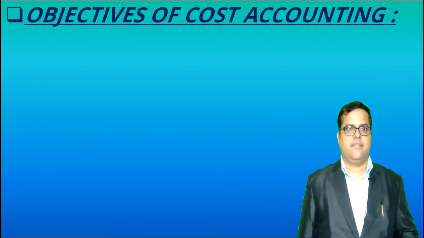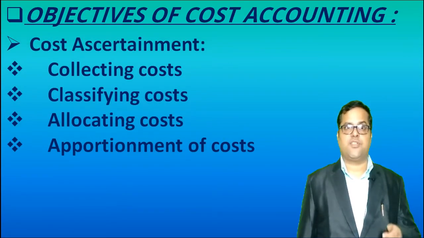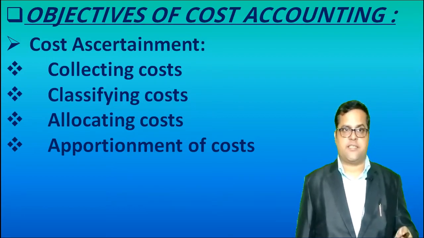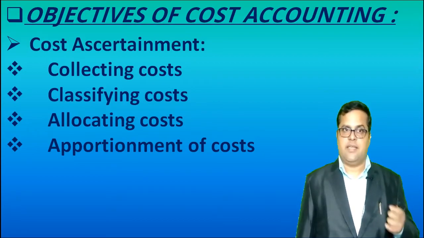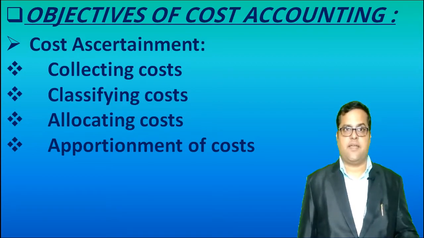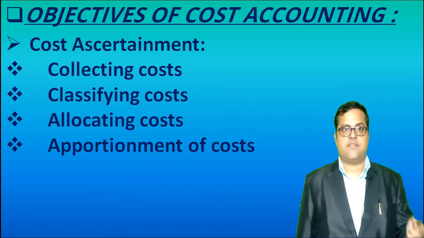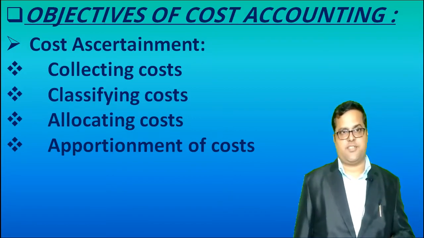Objectives of cost accounting. It includes cost ascertainment. It means calculation of cost. For this, first of all, we should collect cost. The cost may be in the nature of material cost, labor cost or any other expense. First thing is we have to collect the data of cost. In that, next part is classifying cost. Means we have to classify the cost, whether it's variable cost, fixed cost, or semi-variable cost. Accordingly, we have to decide its classification.